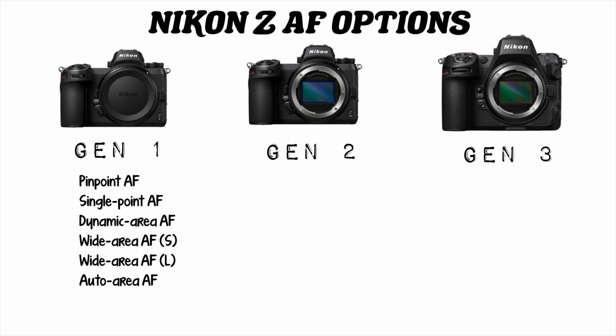All right, so in the first generation, that's your Z6, your Z7, and your Z50, the area focus modes were very typical. Center focus point, something called dynamic. They had a large box, a small box, and a wide area. Now, the main deal with that first generation is if you wanted to use eye detection, you had to only do it in the full wide.